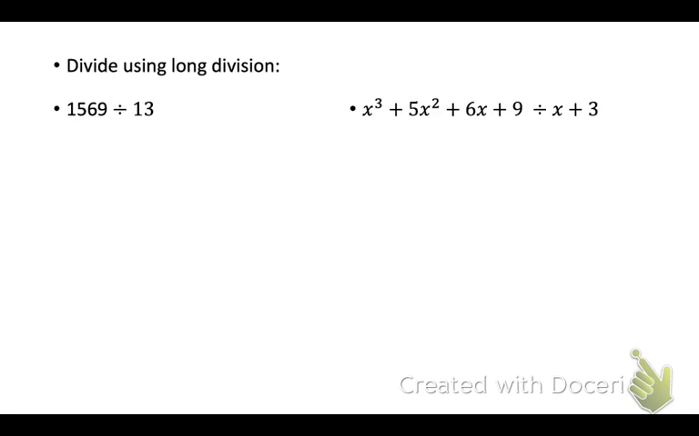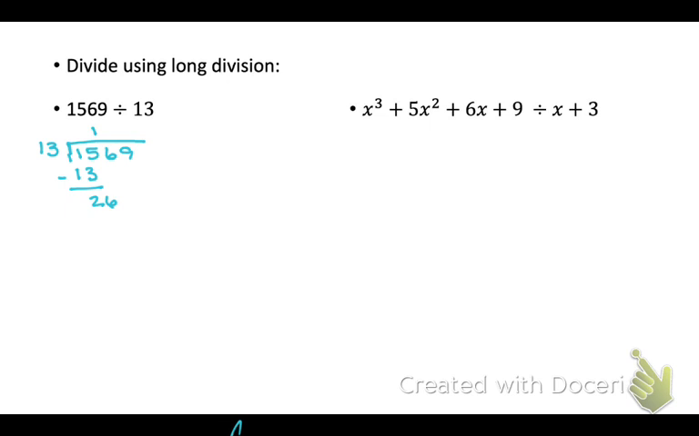So, okay, I have 1,569 divided by 13. How would you do this? And we're not going to use my short division. We're going to do the whole thing. How would you divide this? Tell me the process. 13 going into 15 one time. Then subtract and get 2. We're going to do it the long way.